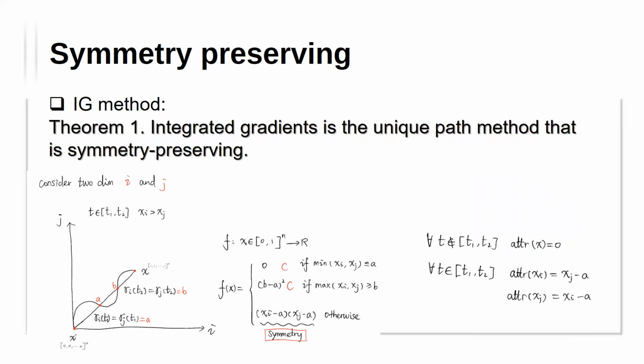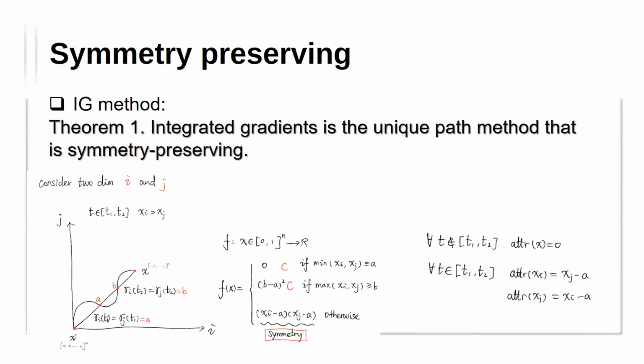And for the integrated gradients method, first, they have a theorem that says integrated gradients is the only path method that is symmetry preserving. That means from all the paths that are available, the straight line is the only path that would satisfy symmetry preserving. So the proof is here.